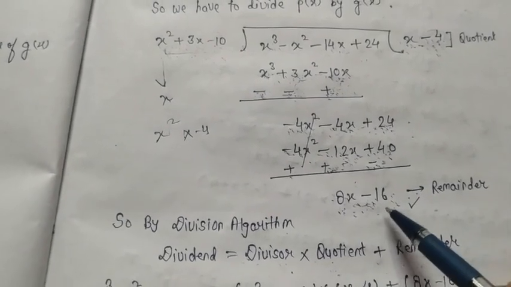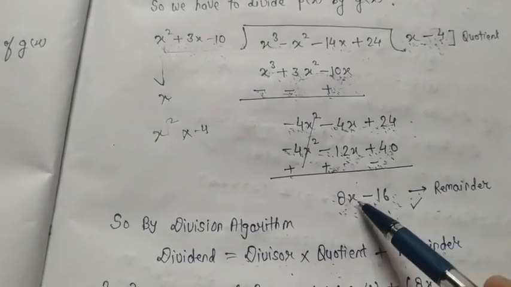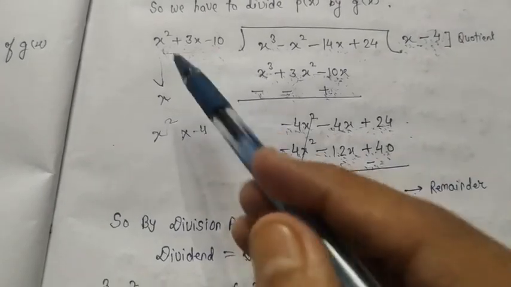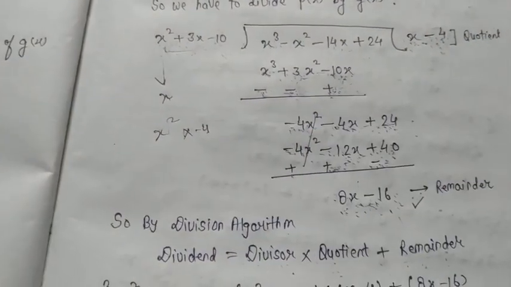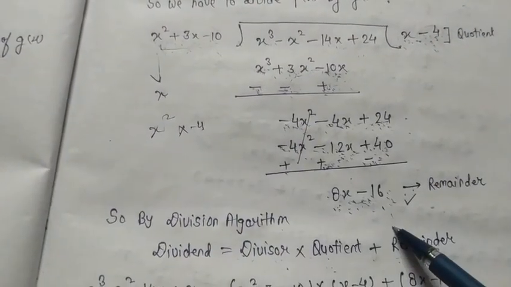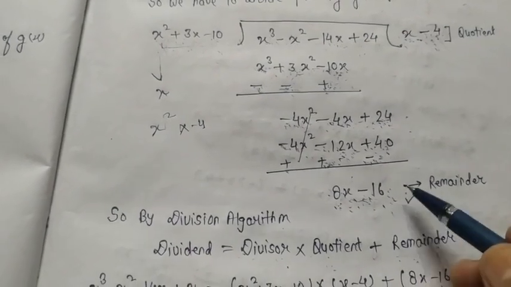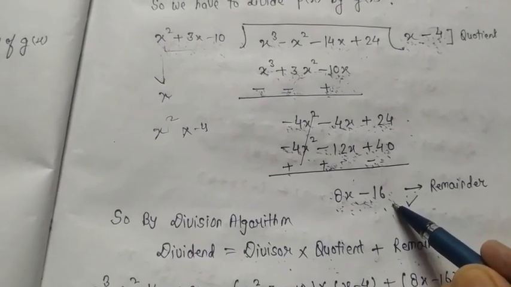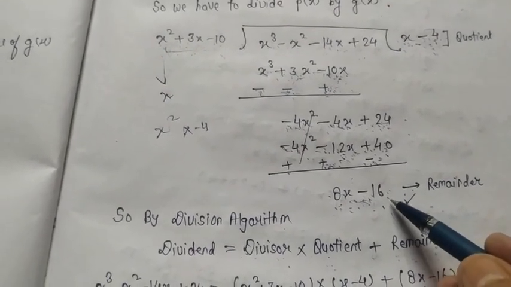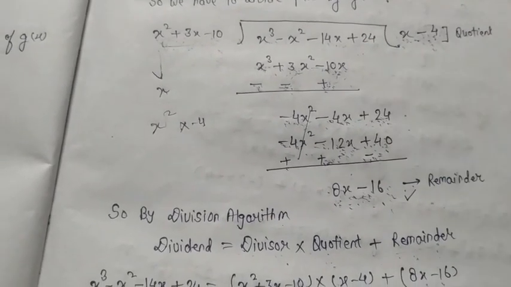Now again see the remainder degree. The degree of the remainder is 1 and the degree of the divisor is 2. Now the degree of the remainder is less than the degree of the divisor, so at that point division stops. Okay, so that will be your remainder and that will be your quotient.